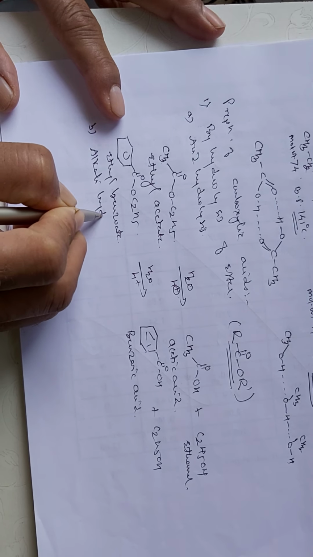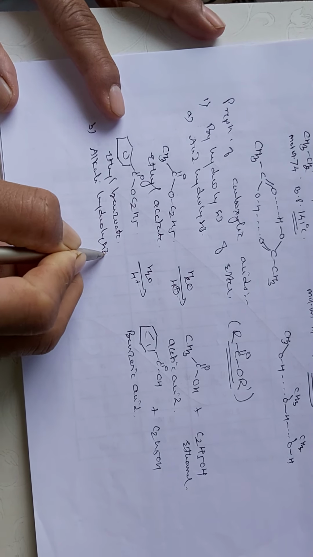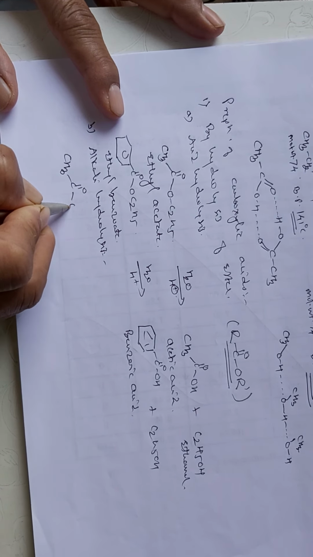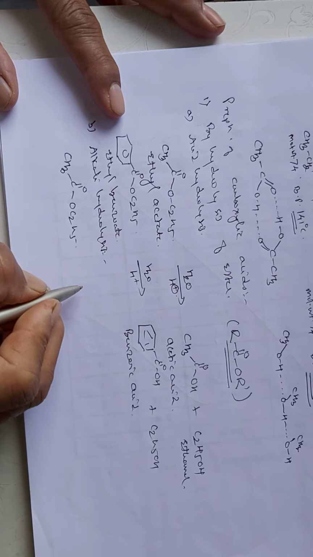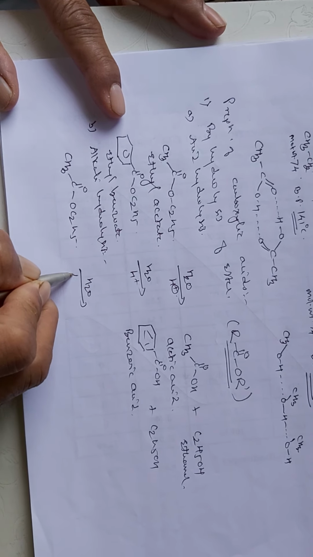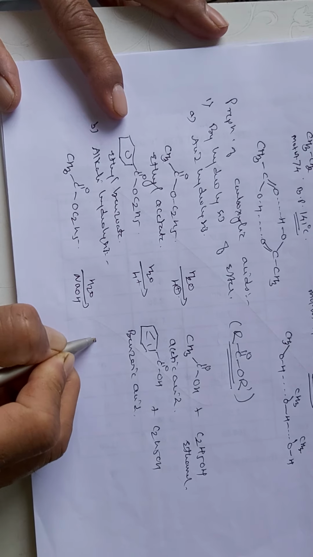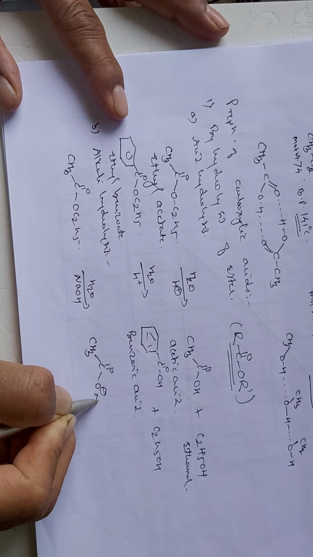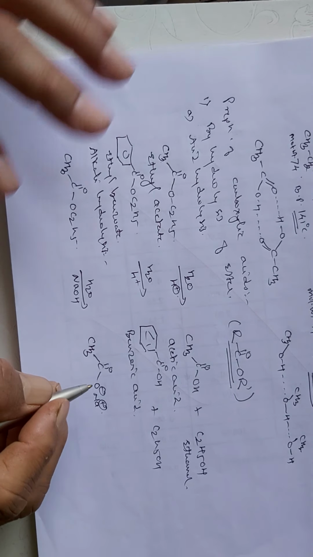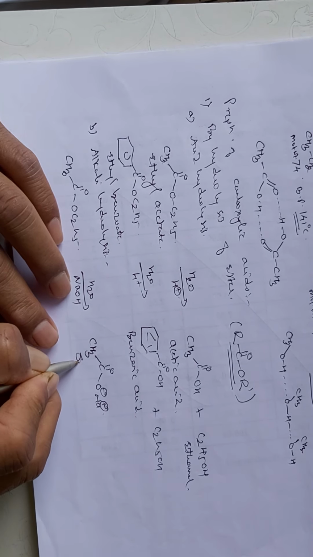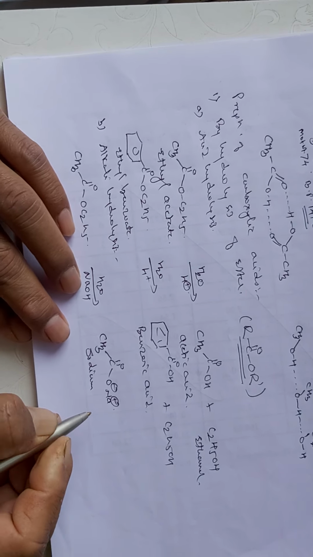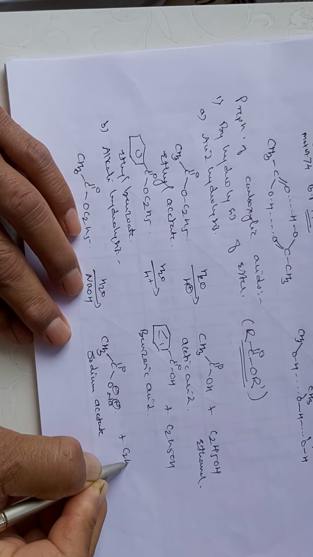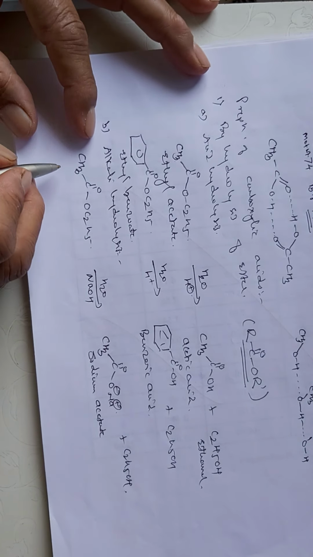Now what is the difference between these two? When you carry out the alkali hydrolysis of the same type of ester, that is ethyl acetate, on hydrolysis in presence of alkali NaOH, you are going to get the formation of the sodium salt of carboxylic acid. So here you are going to get sodium acetate, and alcohol, ethanol, as the byproduct.